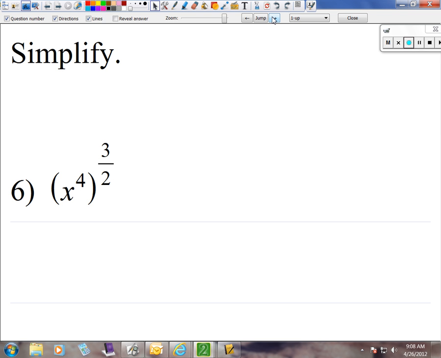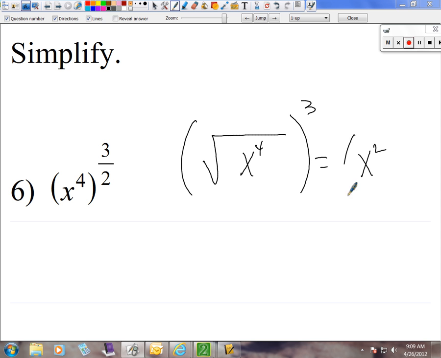Okay. So when we rewrite this, what do we get? Square root of x to the 4th raised to the 3rd, like that. Now, how do you take the square root when you have an exponent? Yes, you divide by the root. Since this is a square root, that's like a 2. How many times does 2 go into this? So this equals x to the 2nd raised to the 3rd.